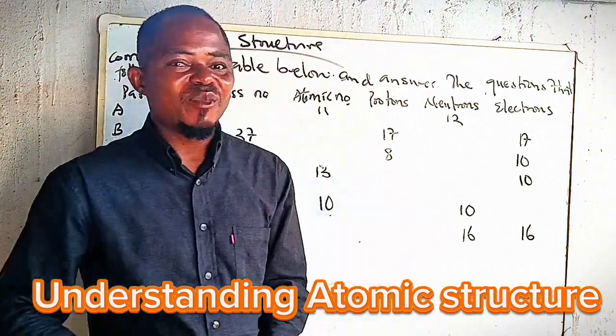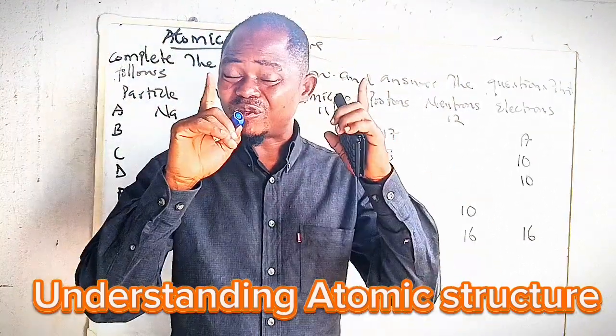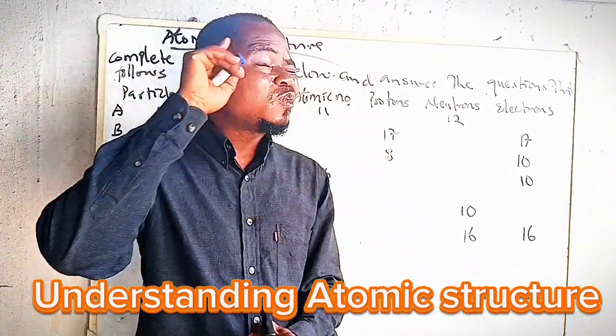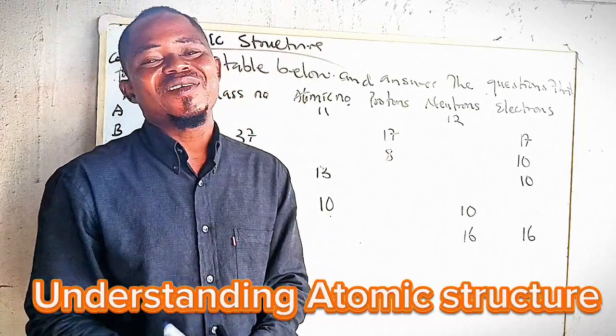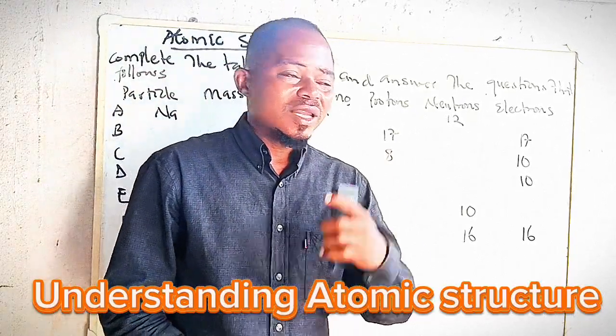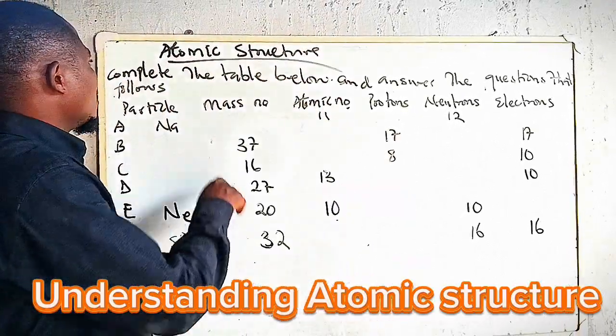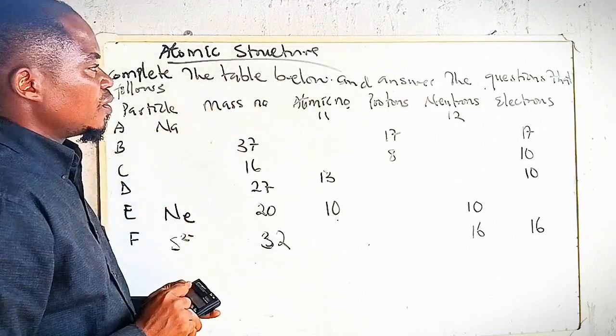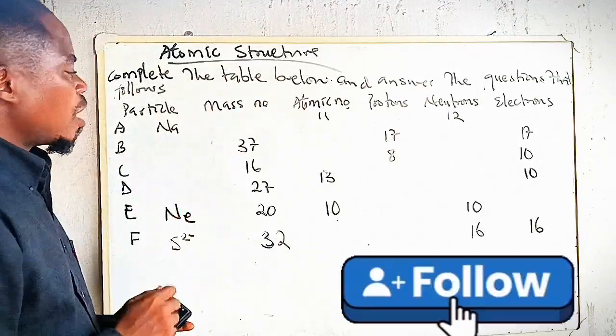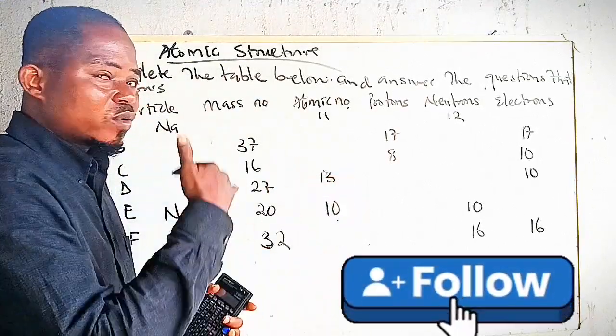We have a table on the board for us to complete. But for you to be able to fill this table, you must be sure that you understand your atomic structure. Now, let's look at the question first. Complete the table below and answer the question that follows. I'll be writing the question because of space. We'll be answering the question one by one.